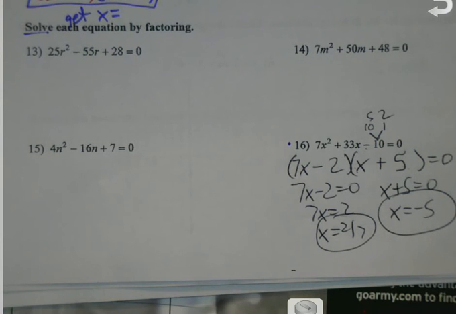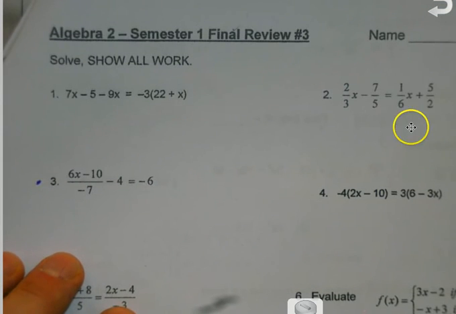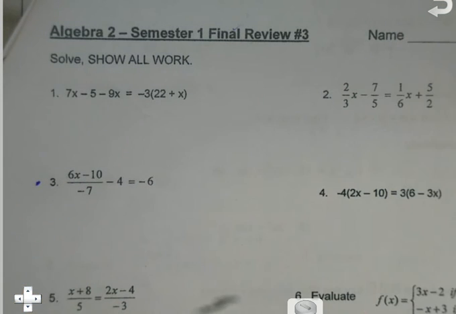Okay. So now we're going to move on towards review number 3. As we jump into review number 3, we start seeing some old school stuff, like way back at the beginning of the year here. So again, I picked out one that caused issues before. You cannot get rid of the fraction first here.